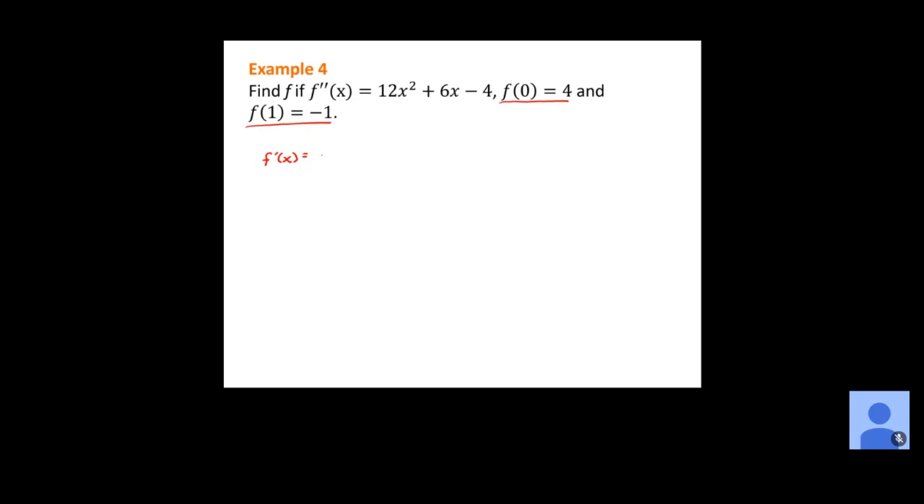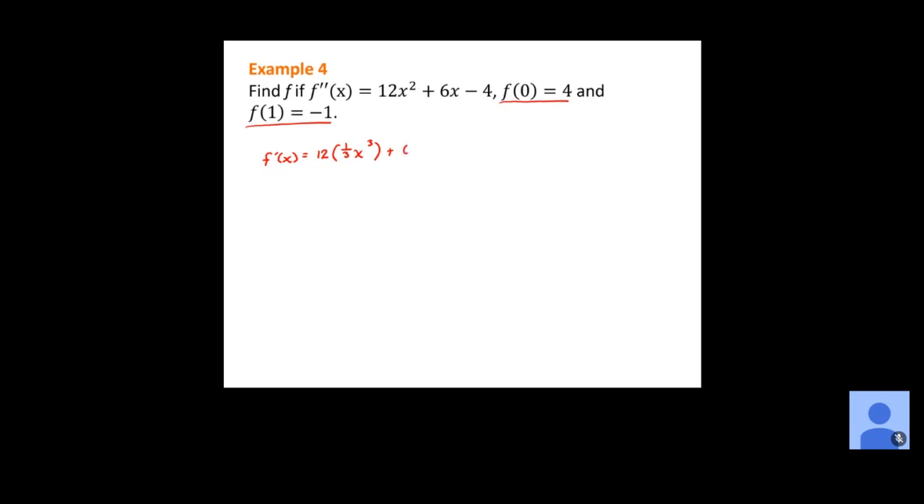All right, so 4x cubed is going to be the first term, right? Because we're going to have our 12 out front, raise the exponent by 1, multiply by 1 over that new exponent. 12 times 1/3 would give us 4, right? So that's going to give us 4x cubed. Good. What about the next term?